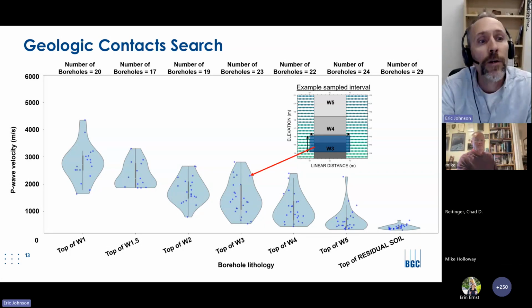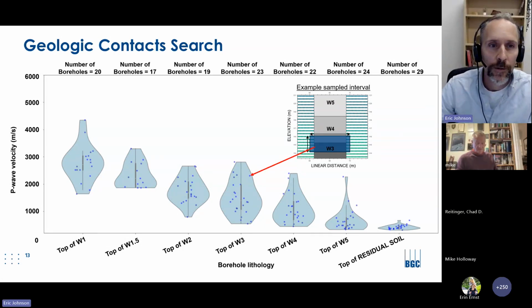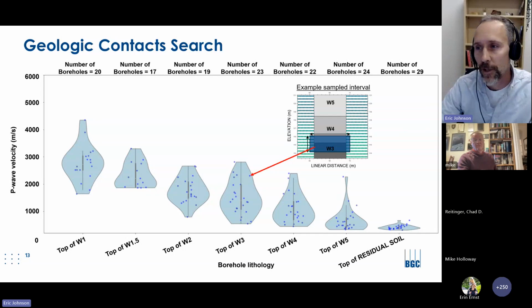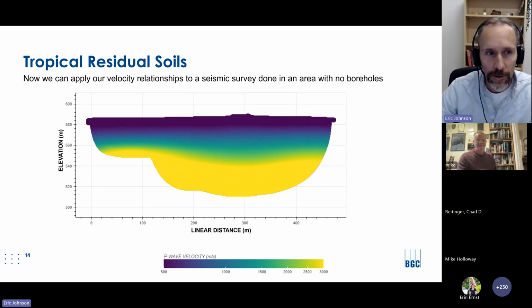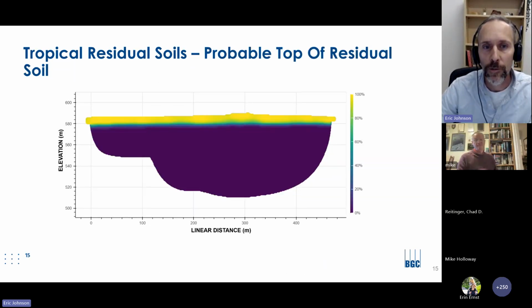So now that we know which velocities are most likely to be associated with which lithologies, or in this case, contacts, we can apply that knowledge to a brand new seismic survey, even if it has no boreholes on it at all, but it is the same site. This current view is p-wave velocities, with yellow as the fastest and dark blue as the slowest. Then we apply the algorithm to every velocity point in the cross-section, and we get this new plot where yellow is the most likely location to find top of residual soil.